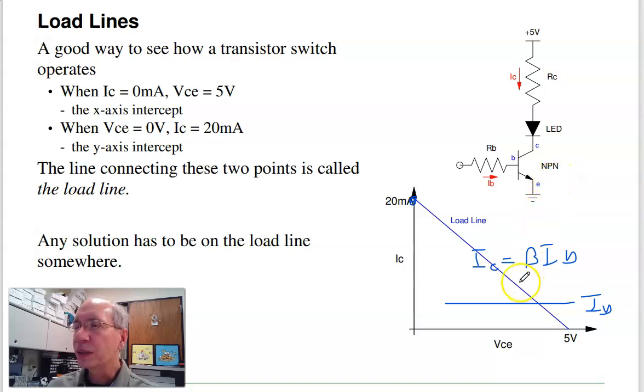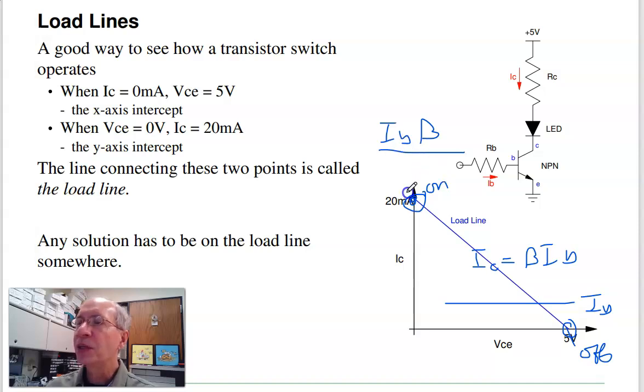What I really want to do is either operate here, this is the off point, current is 0, or here, that's the on point, or saturated. So to operate up there, I take the base current and push it up, push it up, push it up until I'm up here. If this is IB times beta, I'm trying to make IC bigger than 20 milliamps.